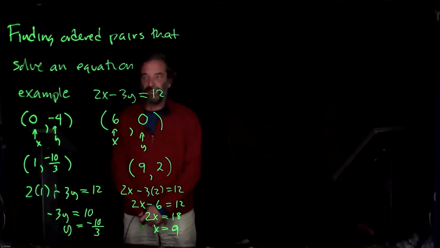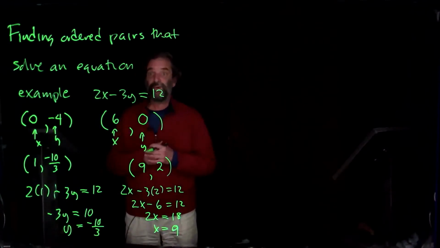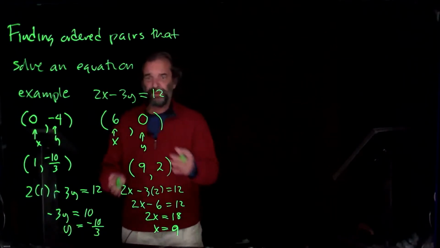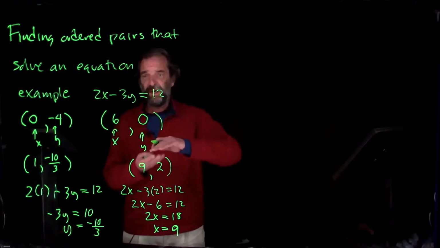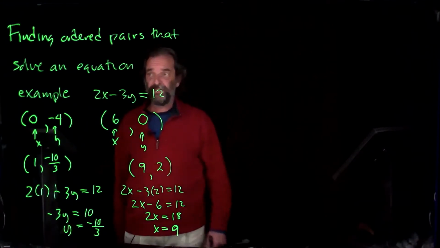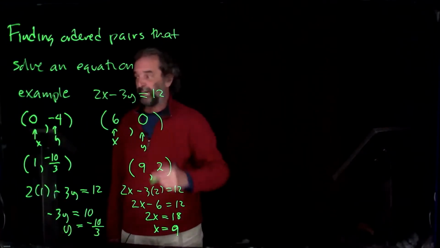9, comma 2, and 1, minus 10 thirds are ordered pairs, in addition to 0, minus 4, and 6, 0, that solve the equation. If we were to plot those on a coordinate system, we'd see that they all line up in a straight line. And this is actually something that's called the linear equation.